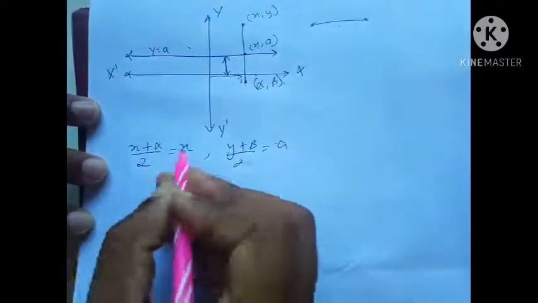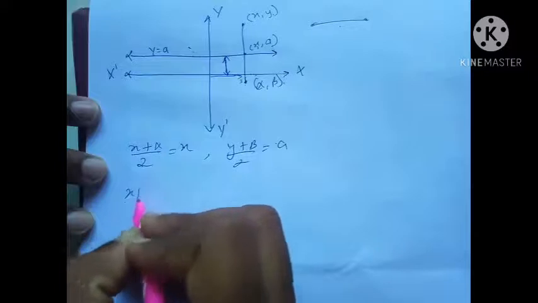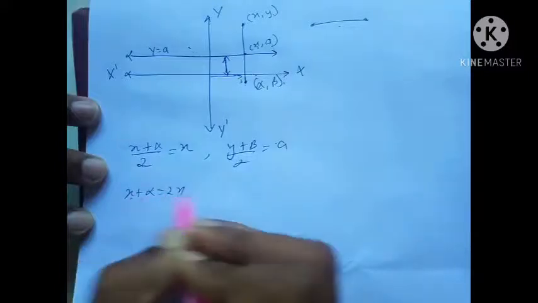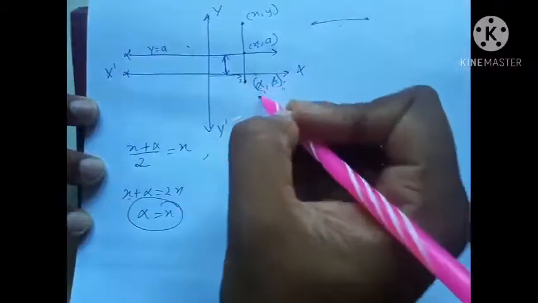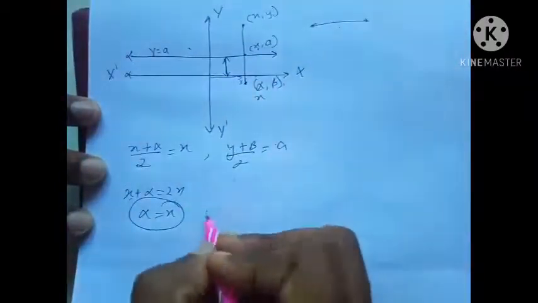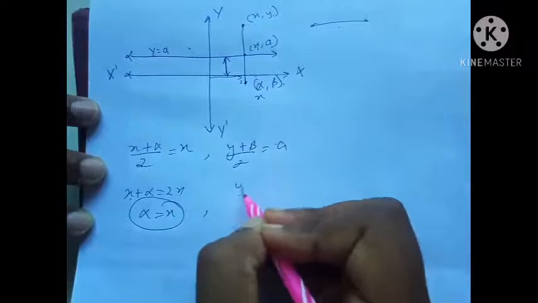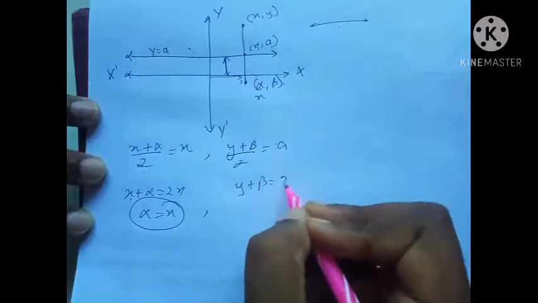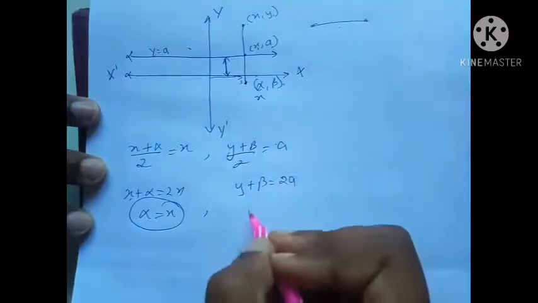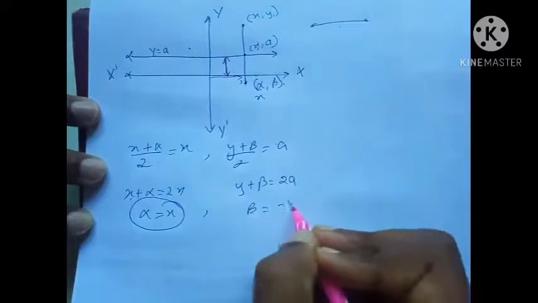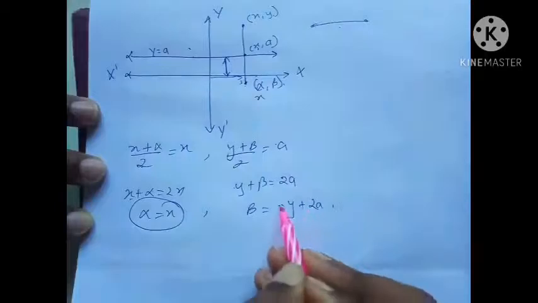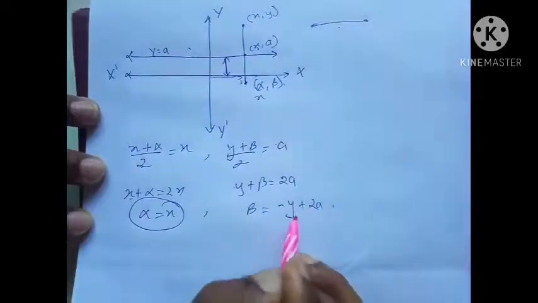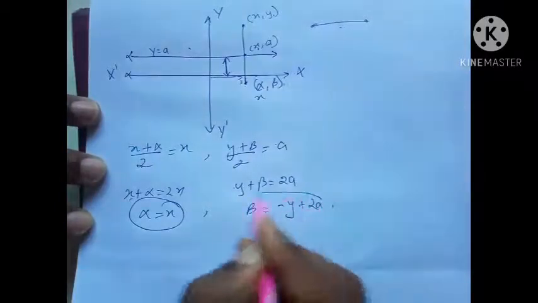So 2 goes on that side, so it's going to be x plus alpha equals 2x. x goes on that side, it becomes minus, so alpha is equal to x. Here your x will come. Okay, what is the value going to be over here for y? y plus beta equals 2a. Now beta is equal to minus y plus 2a. y is plus, it goes on that side and becomes minus, so minus y plus 2a. So this is the value of beta.